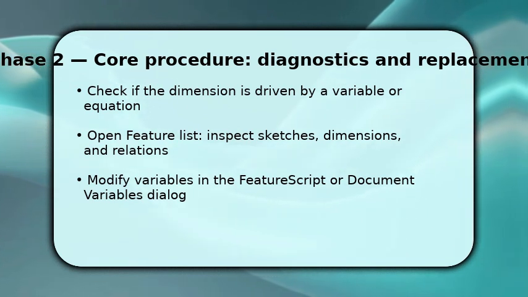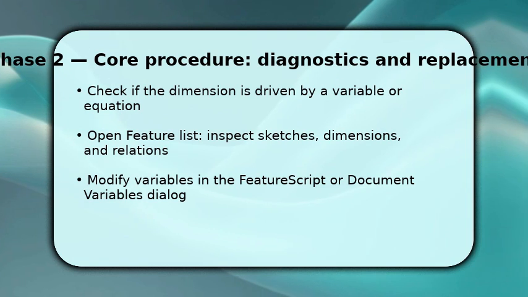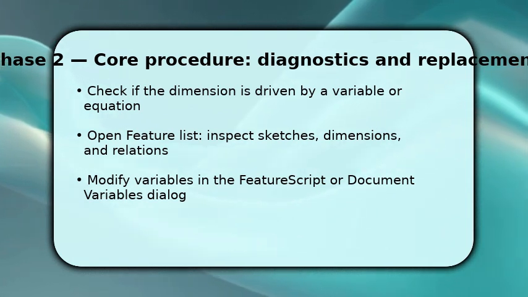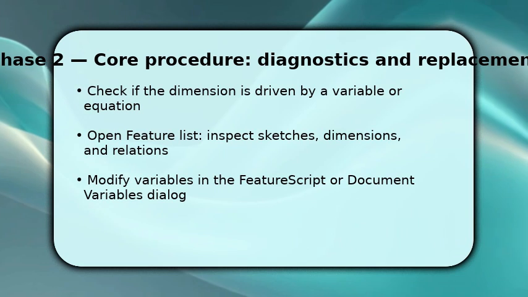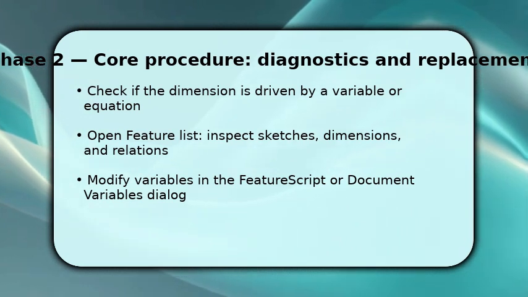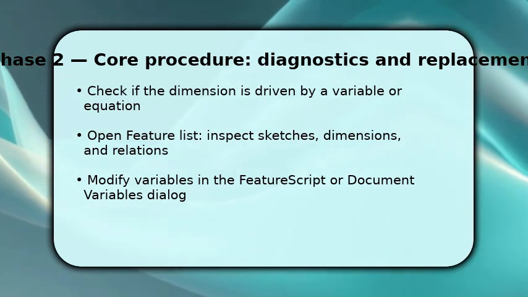If the number reverts, open the feature tree and inspect the sketch constraints and dimension properties. You may see a linked variable or an equation like length equals base plus 5. Edit that instead so changes persist.